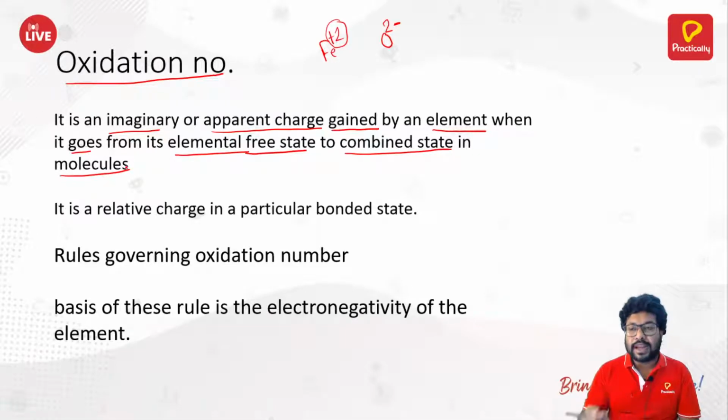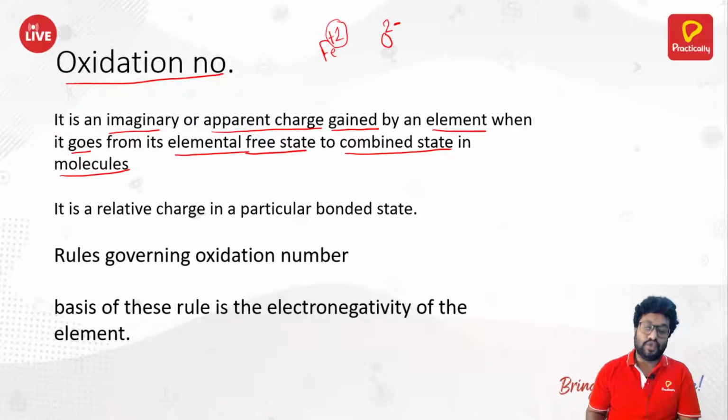Now, whenever a given atom or element is in a free state, obviously its oxidation state has to be 0. When it goes to the combined state, that means whenever it forms a molecule or a compound, there is going to be some electronegativity difference. And that is when this oxidation number or oxidation state term comes in.